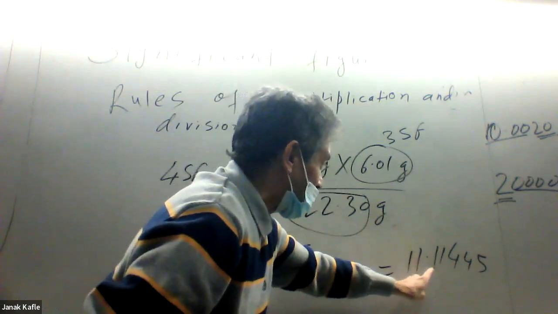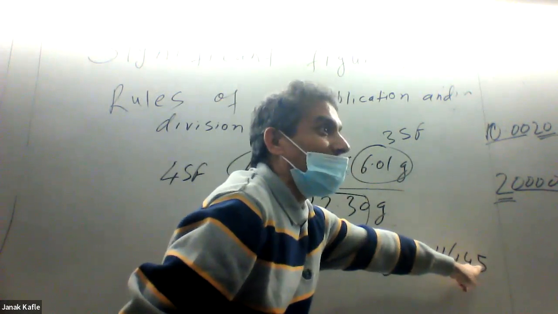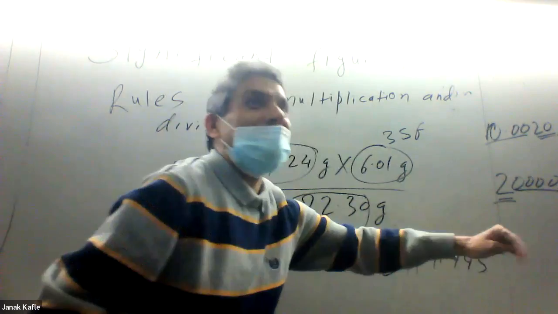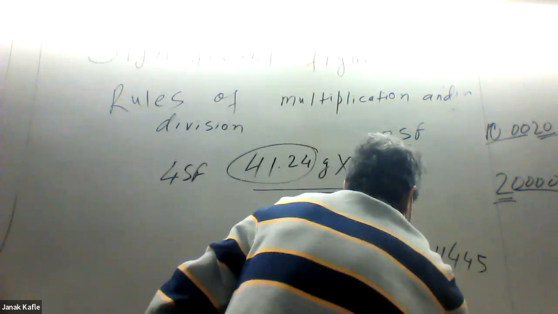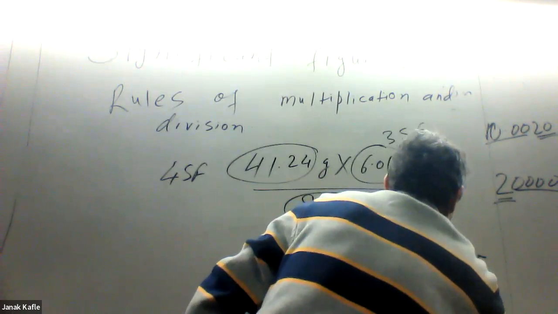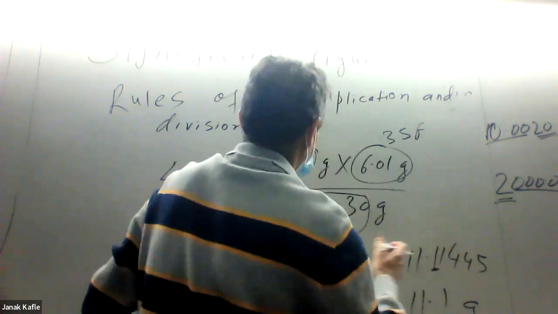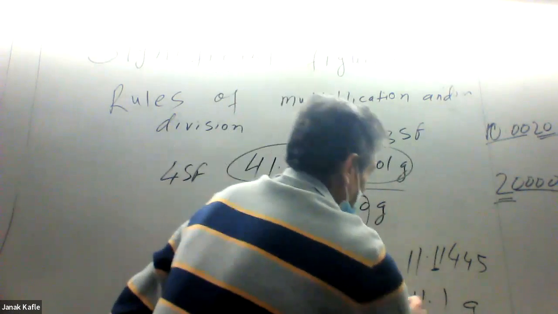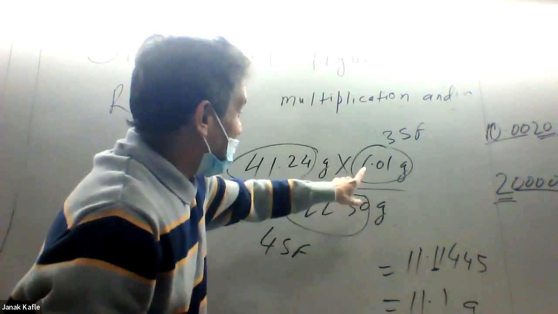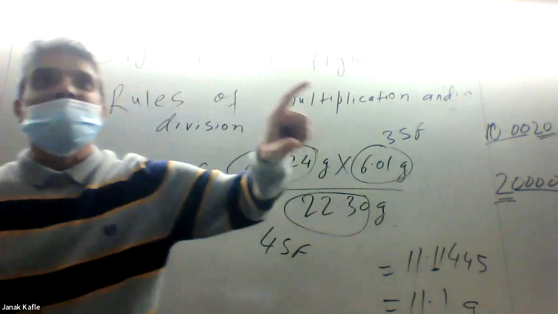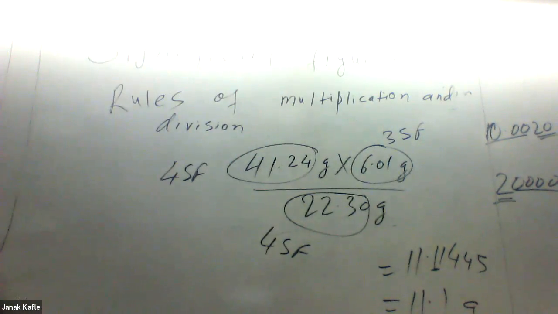Now I have 1, 2, 3, 4, 5, 6, 7 significant figures here, right? So I should not report the answer that way. So my answer should be 11.1 gram. So I just report whatever unit, gram, that would be gram there. So look here. Now I have 1, 2, 3 significant figures here, and 1, 2, 3 significant figures here. So if there is multiplication and division, you just look at the least number of significant figures in your measurement and report the answer that way.